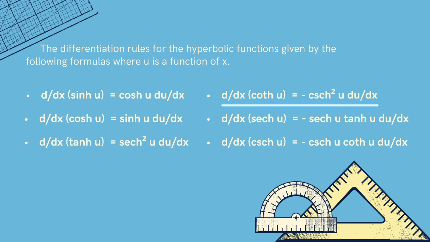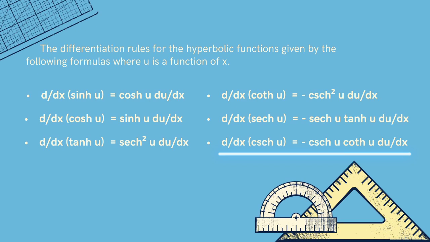Then, the derivative of hyperbolic cotangent u is equal to negative hyperbolic cosecant squared u du over dx. Then, the derivative of hyperbolic secant u is equal to negative hyperbolic secant u times hyperbolic tangent u du over dx. In trig, the derivative of secant u is positive, but in hyperbolic functions, it is negative. Then last is the derivative of hyperbolic cosecant u, which is equal to negative hyperbolic cosecant u times hyperbolic cotangent u du over dx.